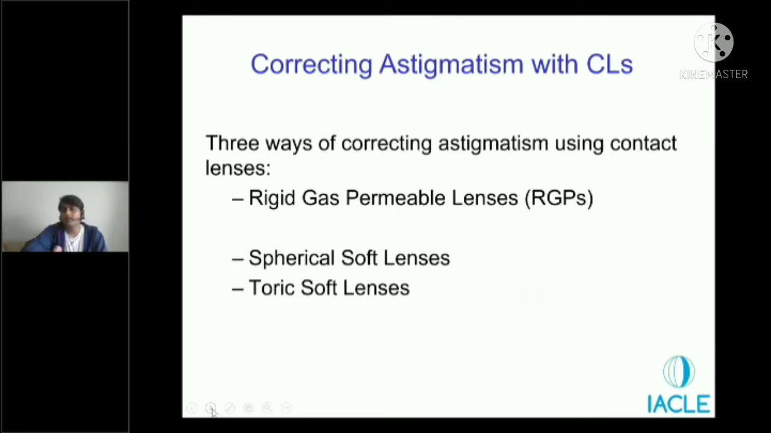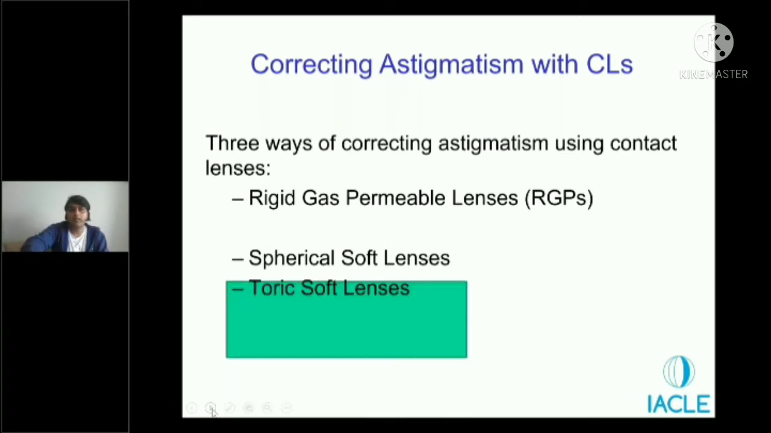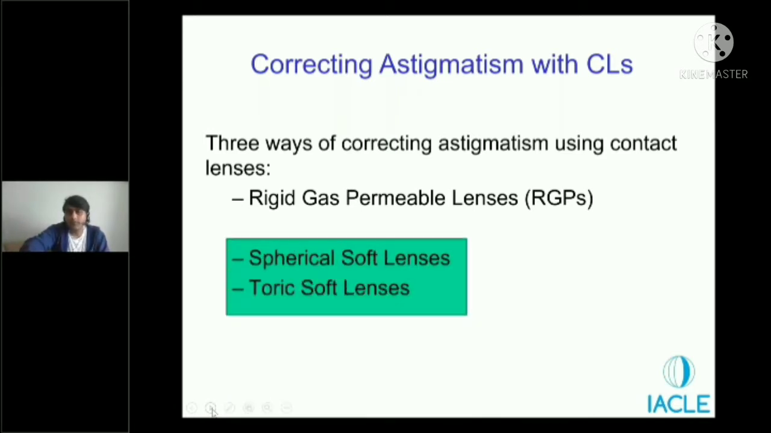So what are the ways we can manage astigmatic patients? One is RGP, rigid gas permeable contact lenses. The other two would be spherical soft contact lenses, and then we have toric contact lenses. Now we are going to focus on the soft contact lenses part in this particular lecture.